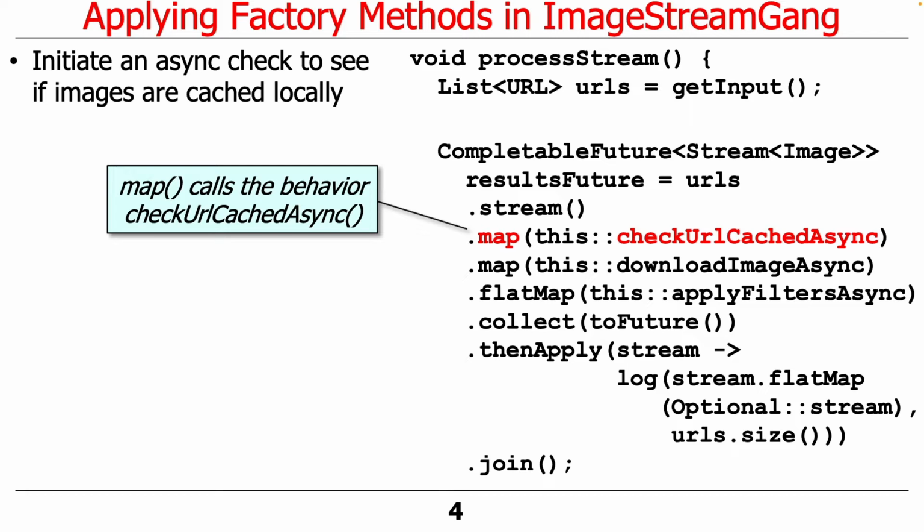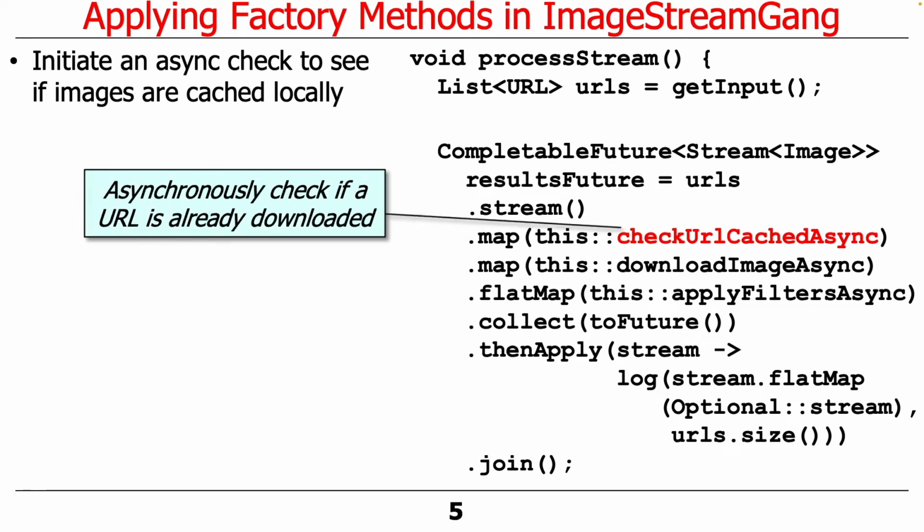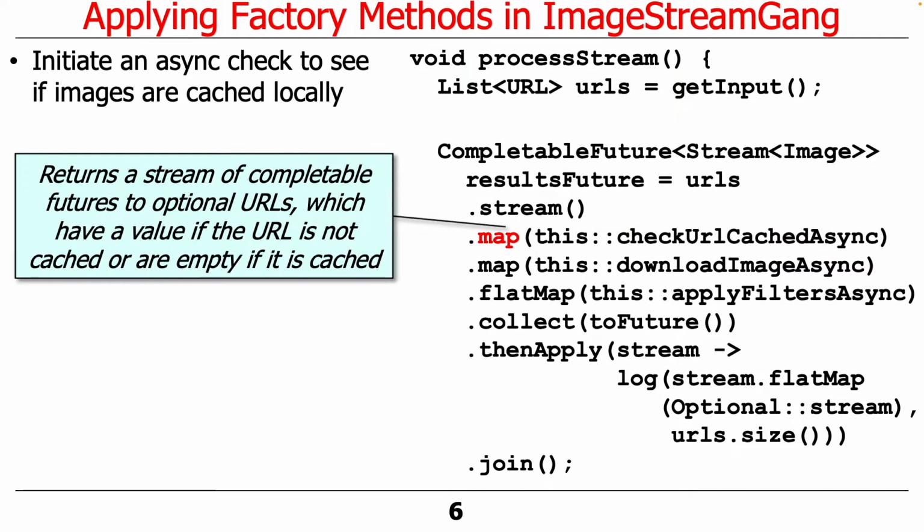So you can see that we're going to initiate an asynchronous check to see if images are cached locally. And that's done with this map call passing in the checkUrlCachedAsync method reference. And that will then asynchronously check to see if the URL is already downloaded. Now, let's explore this in a little bit more detail than we talked about earlier. This map call returns a stream of completable futures to optional URLs, which will have a value if the URL is not cached, but will be empty if the URL is already cached.